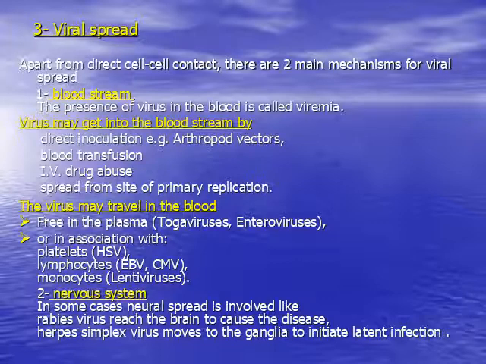The other way of spreading of the virus is through the nervous system. In some cases, a neural spread is involved, like the rabies virus reaching the brain to cause the disease. Herpes simplex virus moves to ganglia to initiate latent infections.